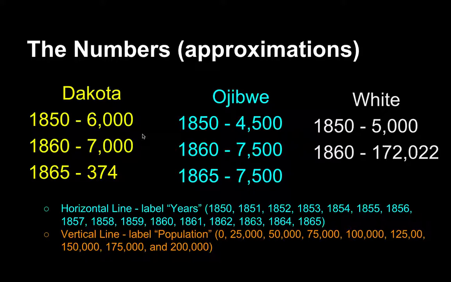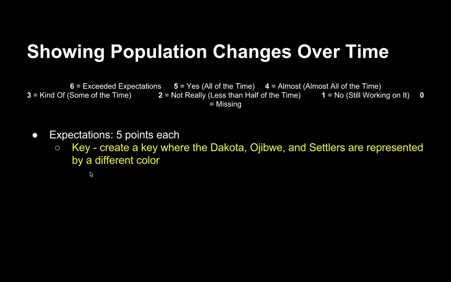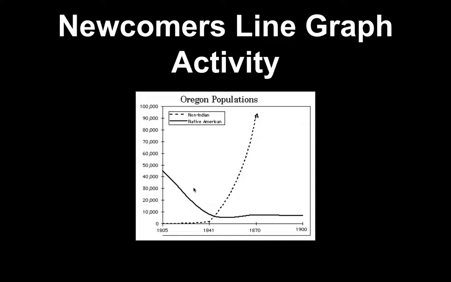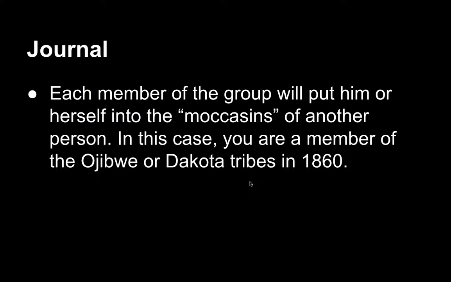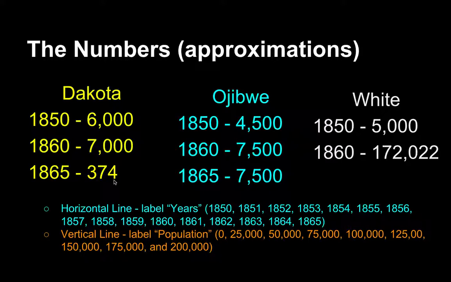And here is the data that's going to help you actually apply points on your graph. So I give you Dakota population numbers in 1850 is 6,000. In 1860, it went up to 7,000. But then by 1865, there's a significant decrease. So you're plotting these points on the graph. So going back to the graph, the points that you plot here on the actual graph space where the years and population meet, that's what you're plotting for Dakota. It's 6,000 to 7,000 to 374.